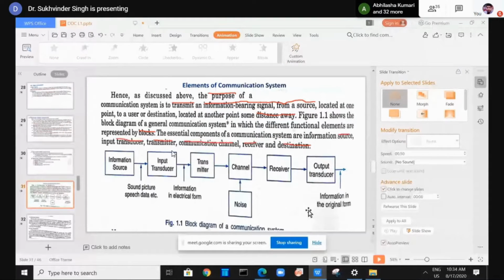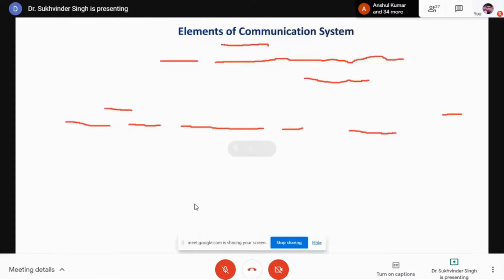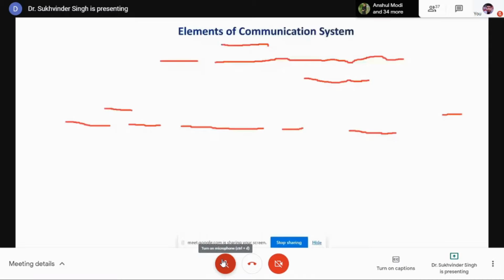So we have already discussed the types of electronic communication system, on the basis of what we can divide them into separate categories. We have also discussed the advantages, applications, and drawbacks of analog communication system, as well as digital communication system. The difference between analog and digital communication system is that in analog information, we cannot use the repeaters.